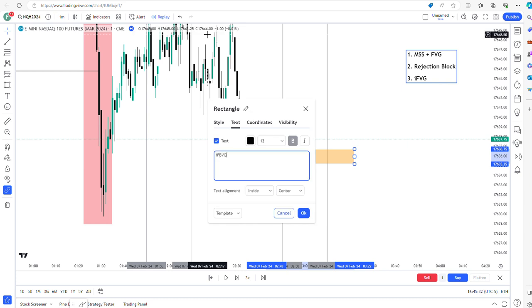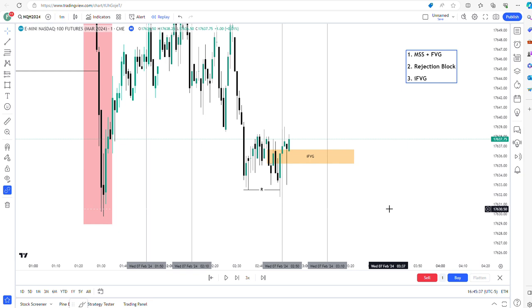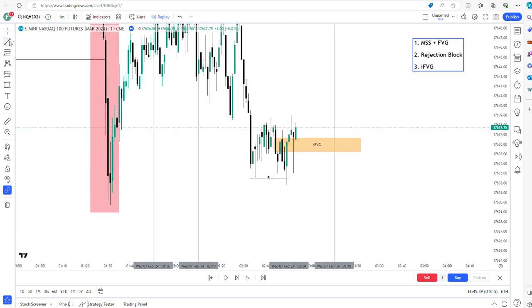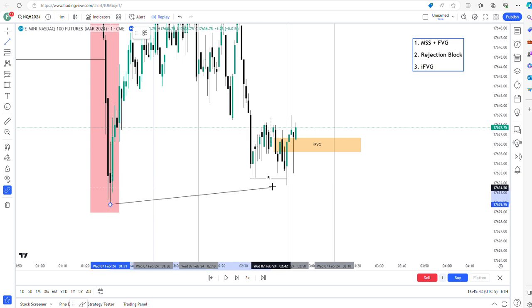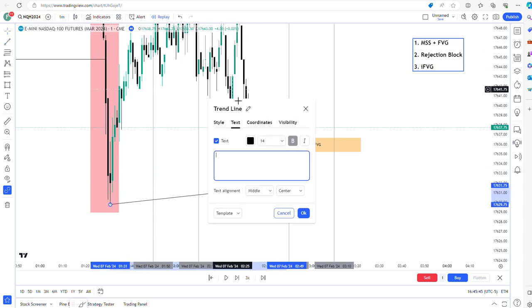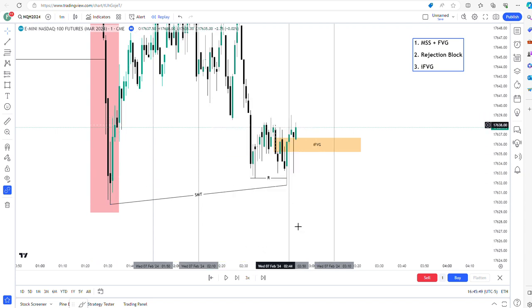Now, if you wanted to take this entry, what are the confluences to take this entry, right? Well, we actually had some SMT here that occurred with ES. And all I mean by that was ES, which is a correlated pair, ES was making lower lows, whereas the NASDAQ made higher lows.